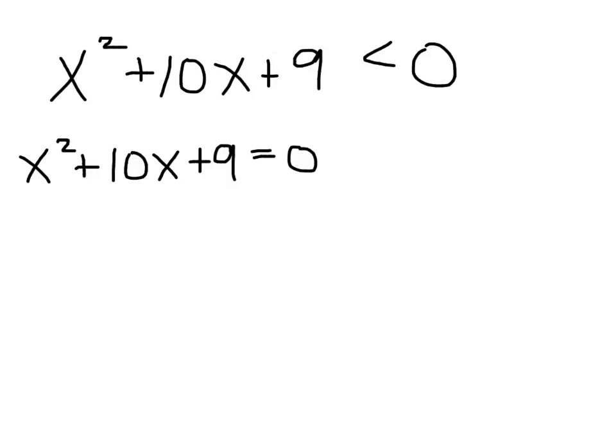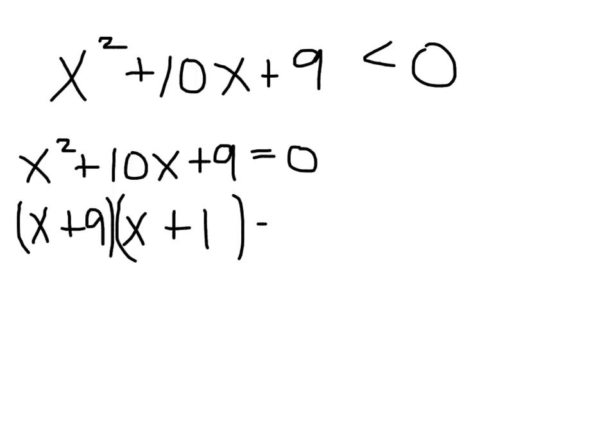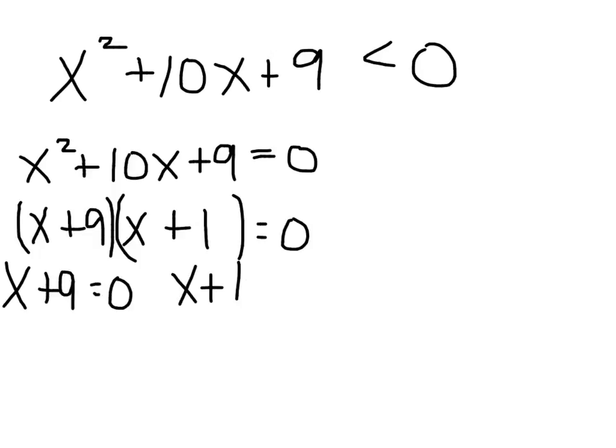If it factors, factoring is faster and it's easier. If it doesn't factor, then use the quadratic formula. So which way would you like to solve this one? By factoring or quadratic formula? Probably factoring. What times what gives me x squared? X. What times what gives me 9 but adds up to be 10? 9 and 1. Then when you set each group equal to 0, x plus 9 equals 0, x plus 1 equals 0, what would I get? X equals negative 9 and x equals negative 1.